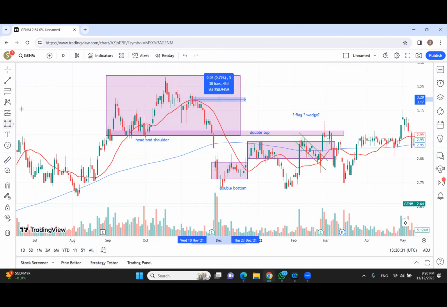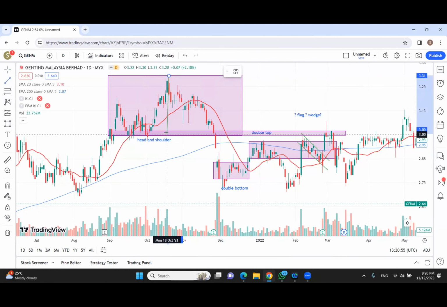So here, 30 should be here. So you may take profit at this level if you are using this method. If you are using the size of the chart pattern, this is the size, roughly.